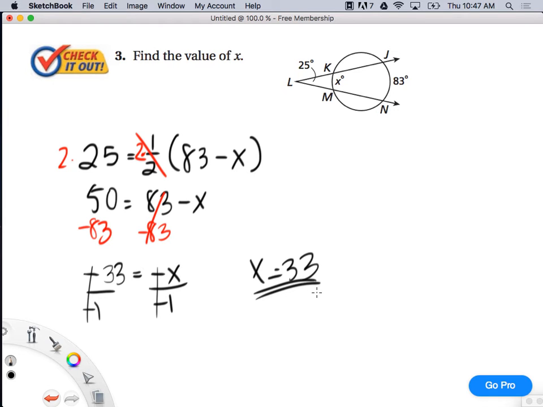I got 54. Does that make sense? If you got 54, it's just because you did 25 plus 83 and averaged them. But that doesn't work in this way. That only works when you're looking for the angle. Here we were looking for the arc, so you have to set up the equation. Does everyone see the difference between this problem and the last two? In this one, we already have the angle, so 25 equals half of 83 minus x. You have to set up the equation and then solve for x. Any questions?